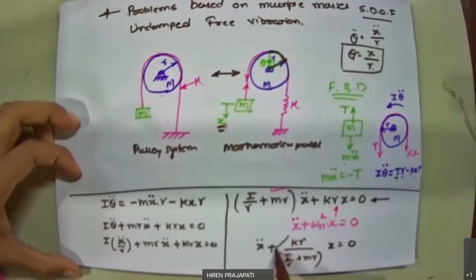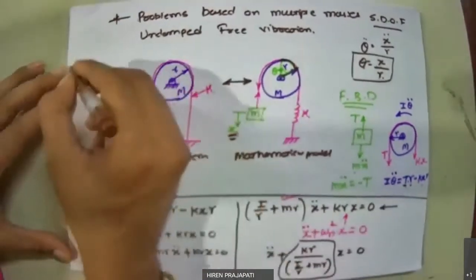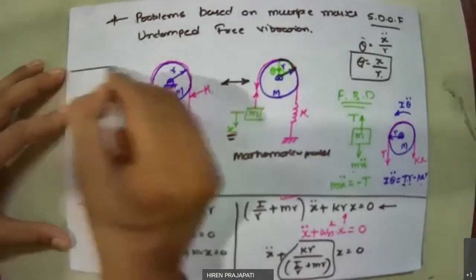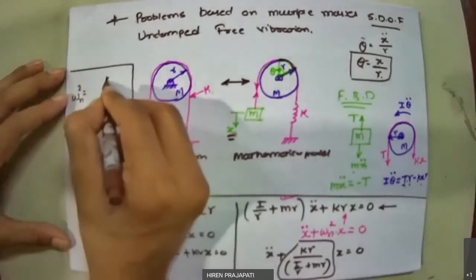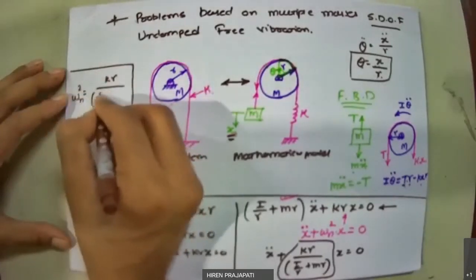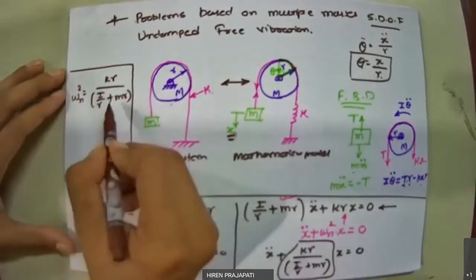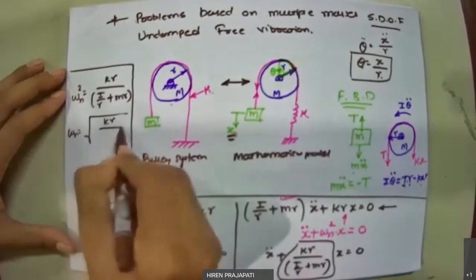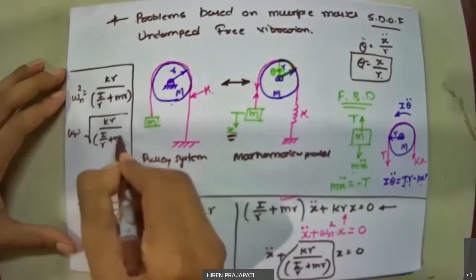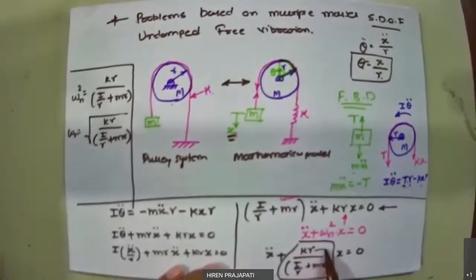So what is this whole term showing us? Omega n square. Yes, it's omega n square. So let me write here now. So this is what is represented as omega n square. So omega n square is equal to kr by (I by r plus mr), right? Now omega n is equal to the square root of kr by (I by r plus mr), right? So if you look here, we have only one spring element, so this is k equivalent.